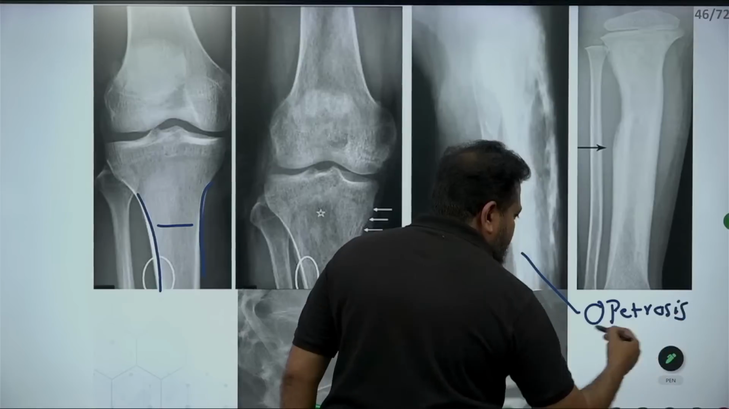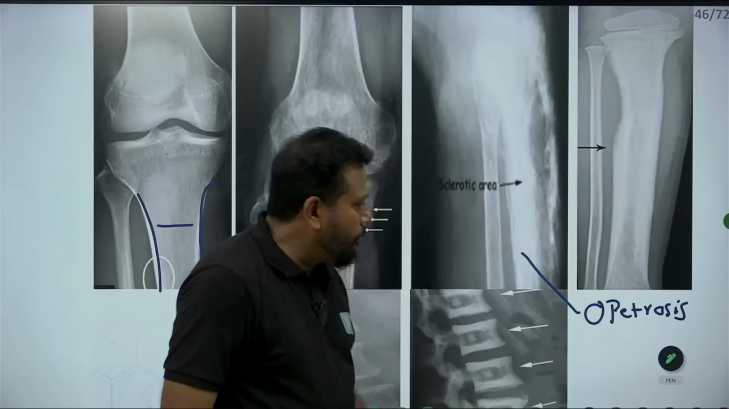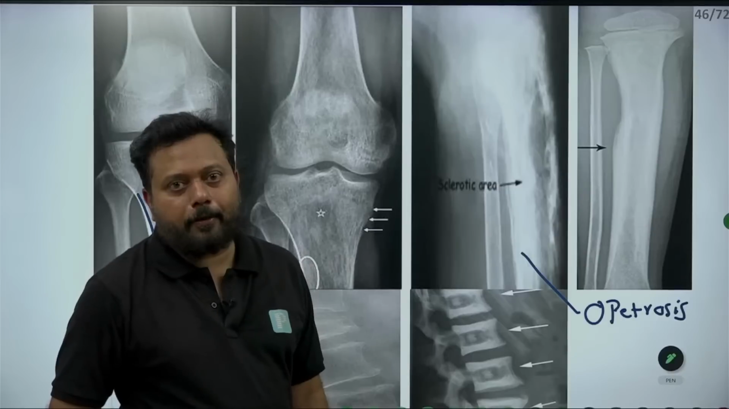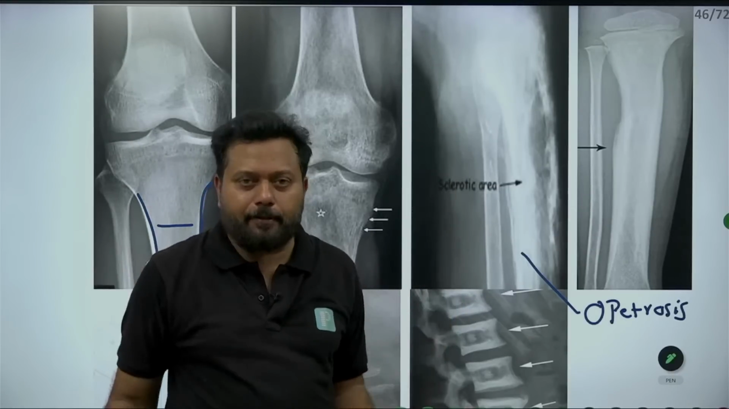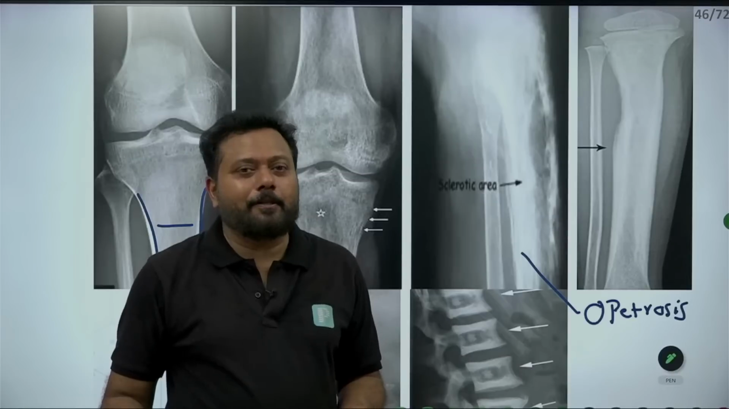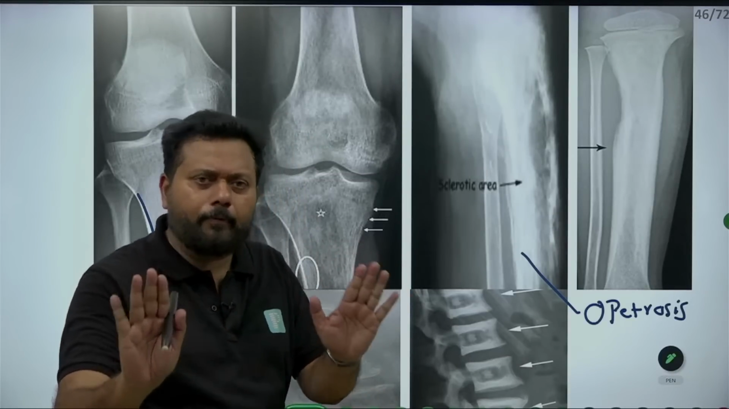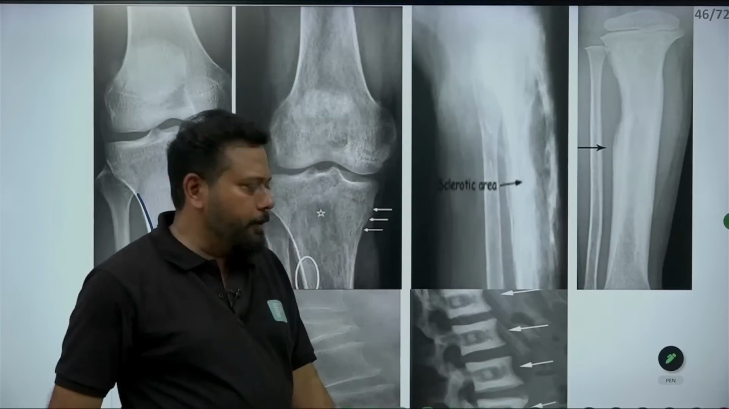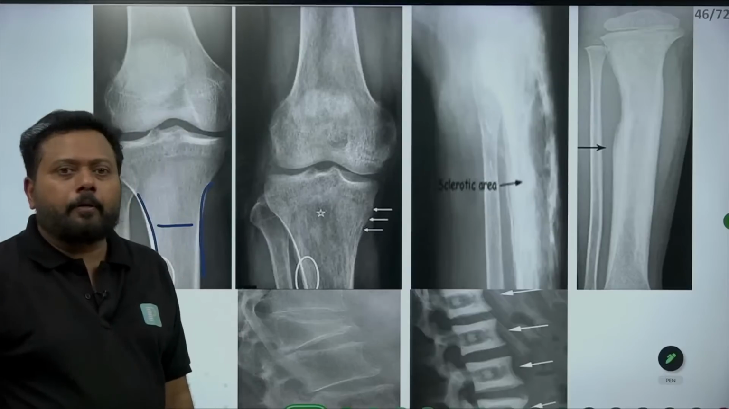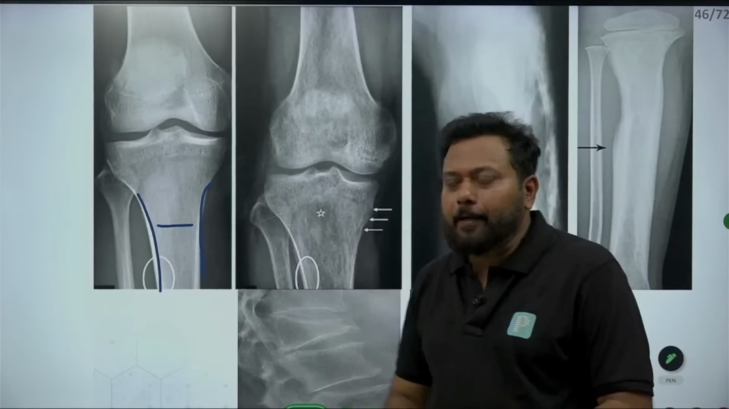Osteopetrosis is otherwise called marble bone disease, otherwise called Albrecht-Schönberg's disease. Robbins only gives this many synonyms. Ortho books use just one word: osteopetrosis. Okay, so what happens?